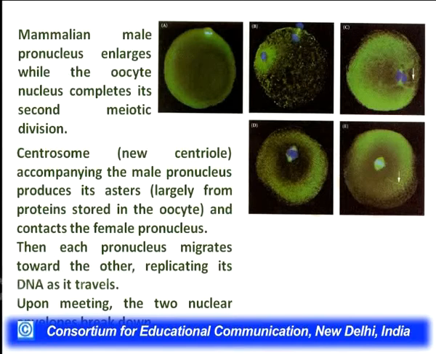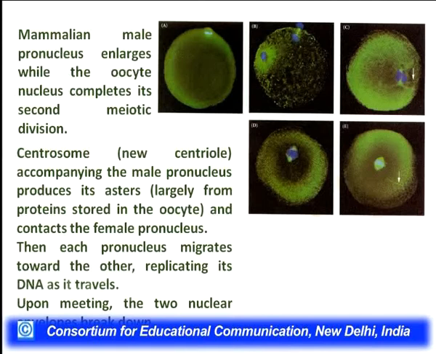So while this male pronucleus is expanding or increasing in size, the female pronucleus completes its second meiotic division. The centrosome or the new centriole accompanying the male pronucleus produces its asters largely from the proteins stored in the oocyte and contacts the female pronucleus. As I said, the male pronucleus as well as the female pronucleus needs to move to a point where the fertilization can take place.